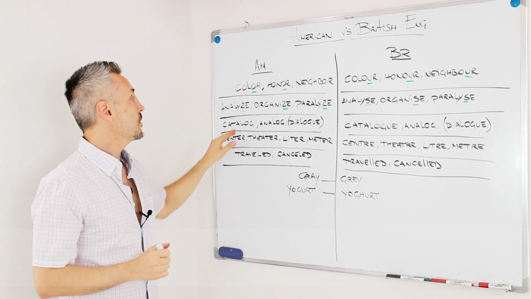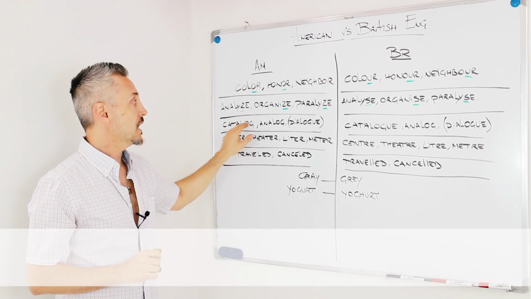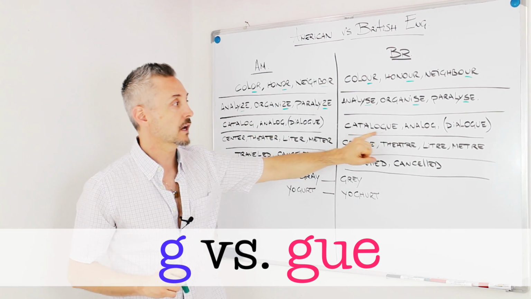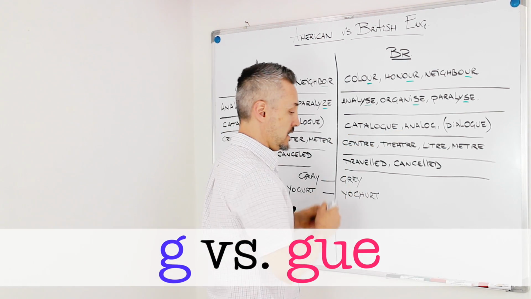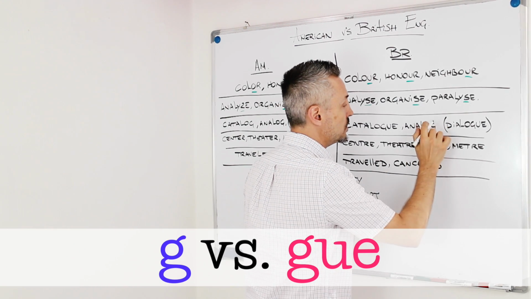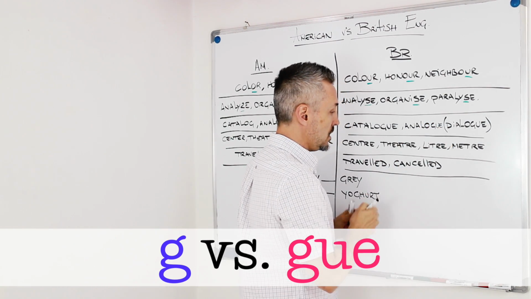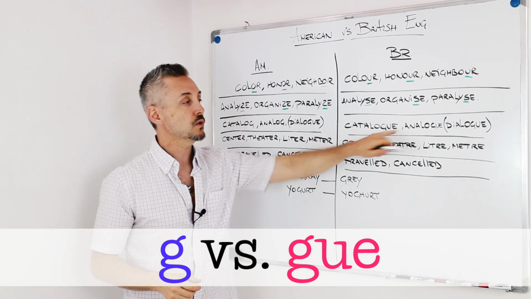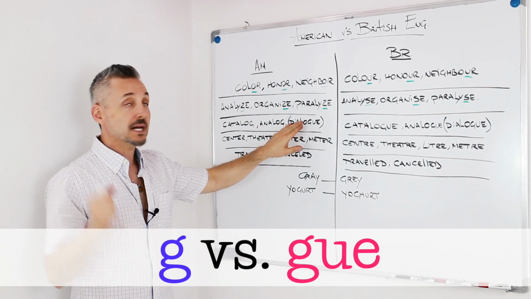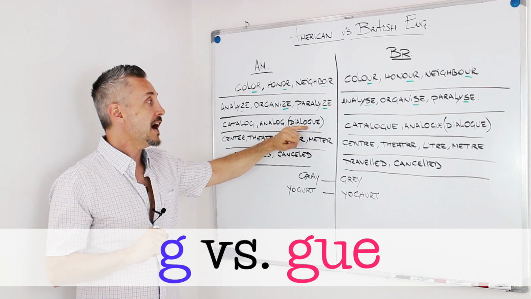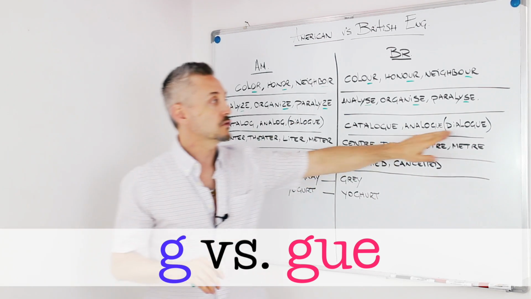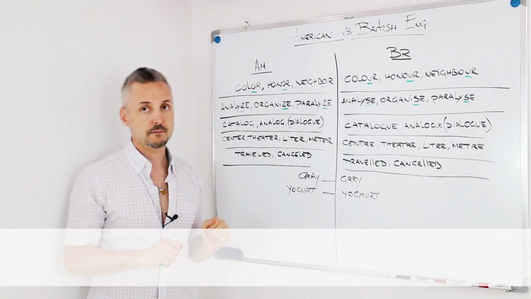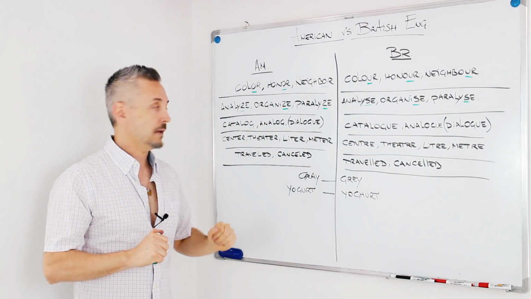Okay, so for example, catalog, analog. Okay, and here I made a mistake because I wrote it in American English, analog, with the G-U-E. But, for example, dialogue stayed the same. So dialogue, okay, is spelled the same, obviously.